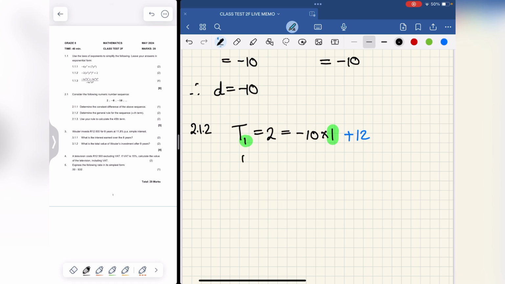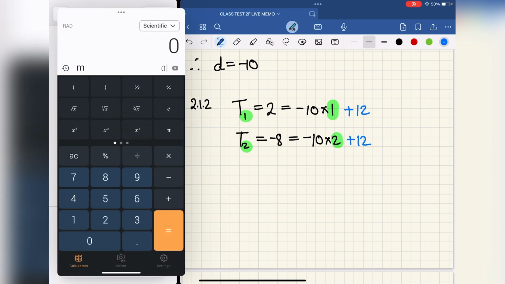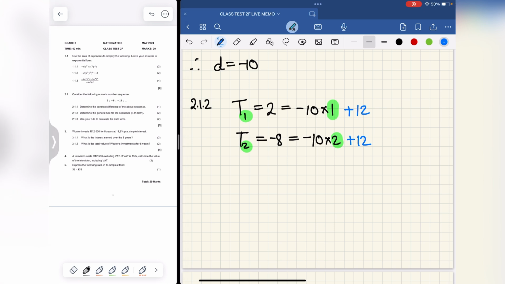repeating this for term 2. Term 2 is negative 8, and we will then look at multiplying our constant difference with the position. And negative 10 times 2 is negative 20. And if I add, so we're already expecting this to work. So if I add 12 to negative 20, so negative 20 plus 12 gives me negative 8, which is the second term. So it works.